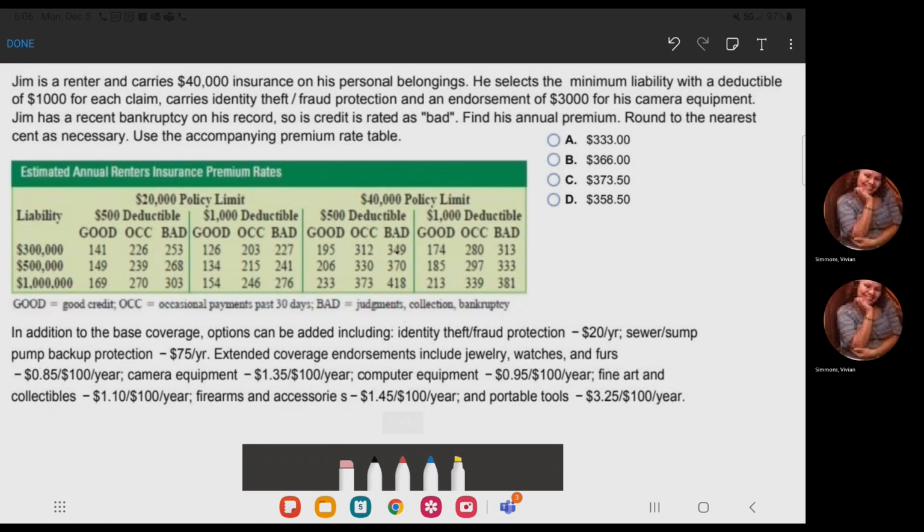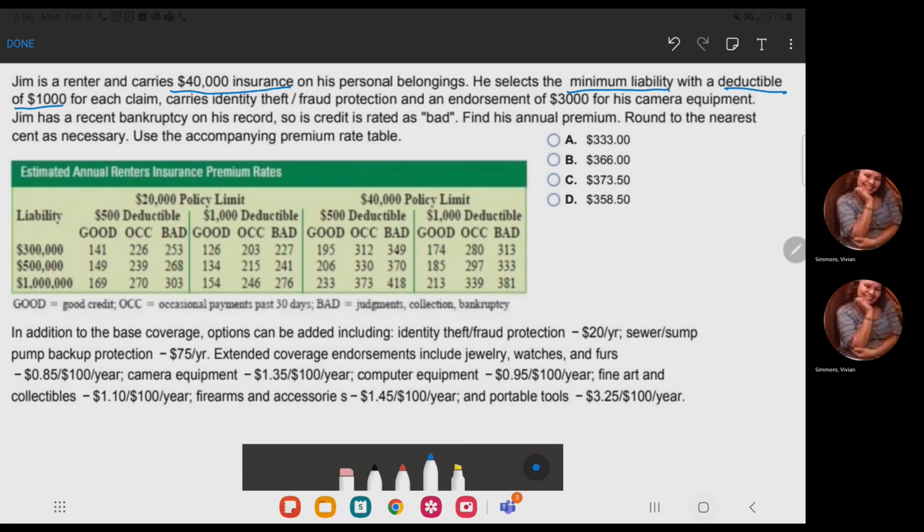Now, moving on to renter's insurance. Jim has an insurance policy that's 40,000. So we have 40,000 right here. And then he's taking out a minimum liability, and his deductible is 1,000. So let's stop right there.